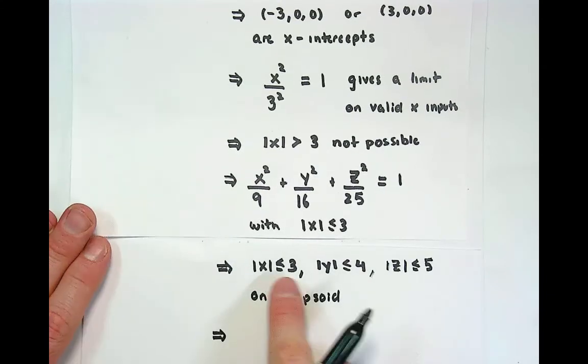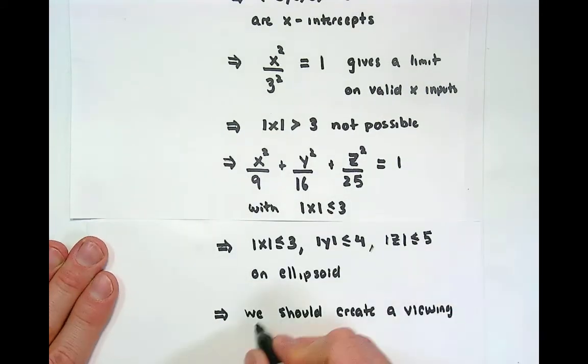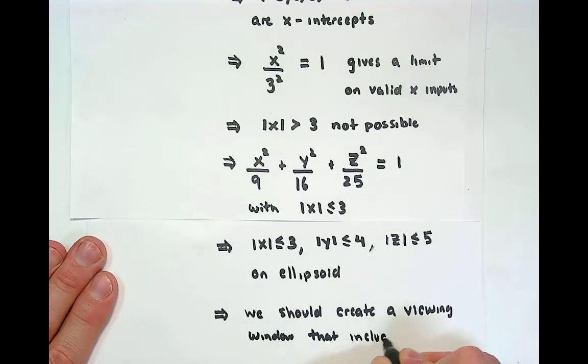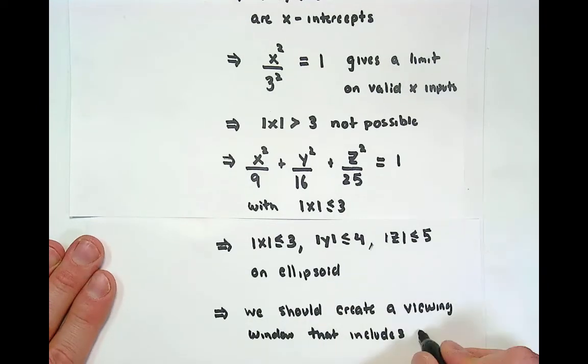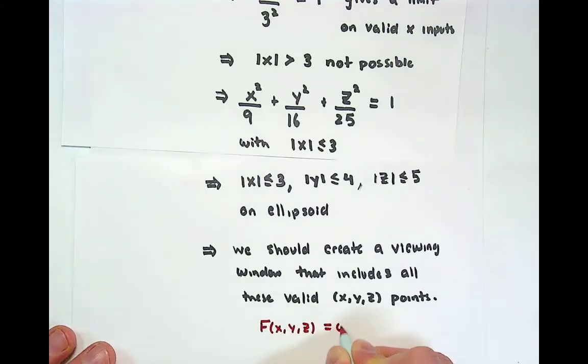What we've just seen is that when we graph this particular ellipsoid in Mathematica, we should create a viewing window that includes all these valid outputs. Let's do that. We'll switch over to Mathematica. Remember, since we have this surface being graphed by a general form f of x, y, z equals 0, this is an implicit equation, which means we're going to use the ContourPlot3D command. Here we go over to Mathematica to get our first insight on what this surface might look like.